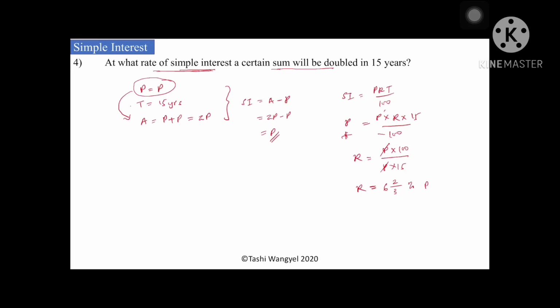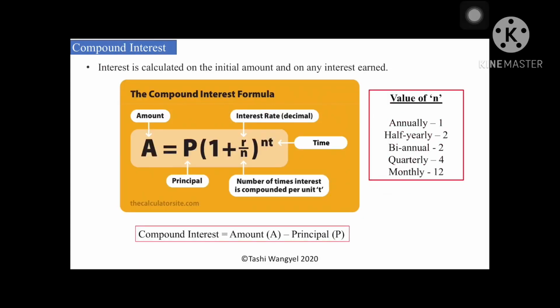As a mixed fraction the rate is 6 2 by 3% per annum. In the question, at what rate of simple interest a certain sum will be doubled in 15 years, the principal is initially P, and after 15 years the amount becomes double, 2P. Then the simple interest is found and substituted into the rate formula.